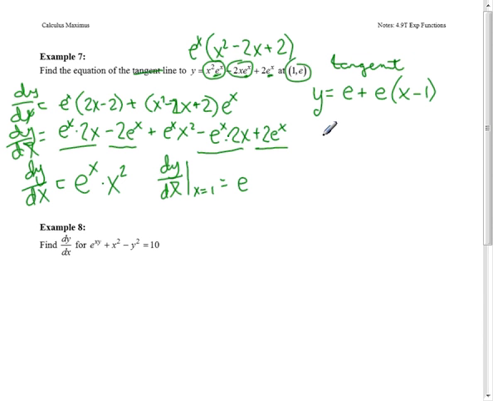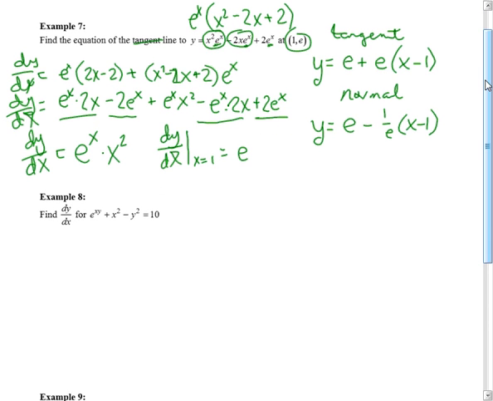If I went a little further and asked you for the normal line, the equation of the normal line, the only thing that changes is our slope. Remember, a tangent and a normal line have opposite reciprocal slopes. So this would be all that would change for that. And again, it didn't ask for that, but why not review it? Alright, moving on, example 8 here.